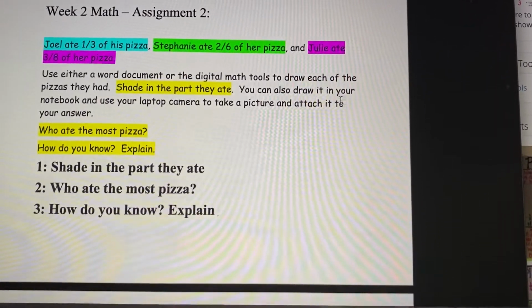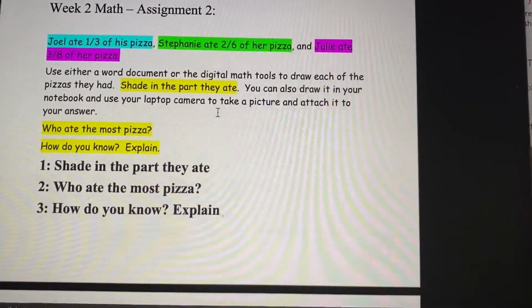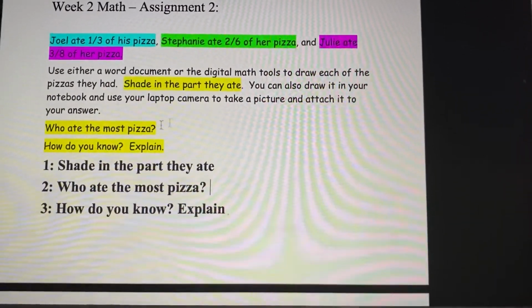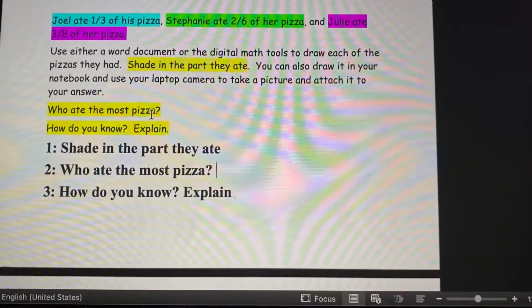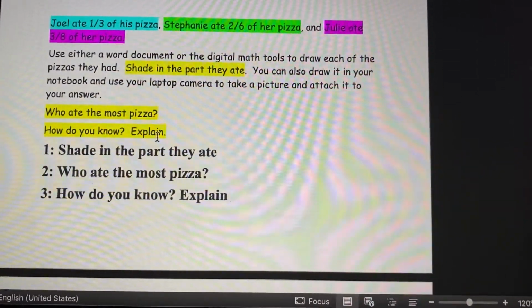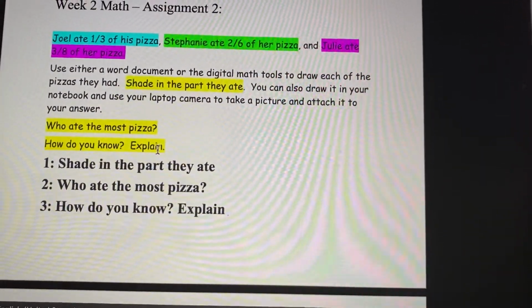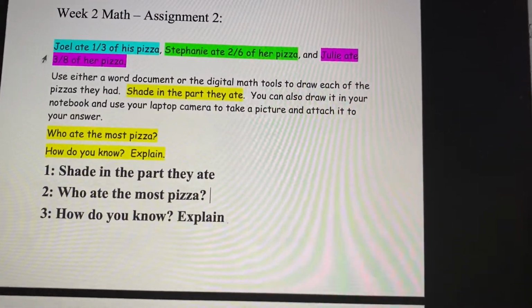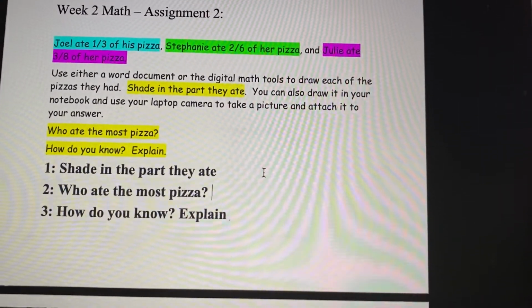You can also draw it in your notebook and use your laptop camera to take a picture and attach it to your answer. Who ate the most pizza? How do you know? Explain. So there are 3 things, I highlighted it for you. There are 3 things in this one assignment that they're trying to ask of us.